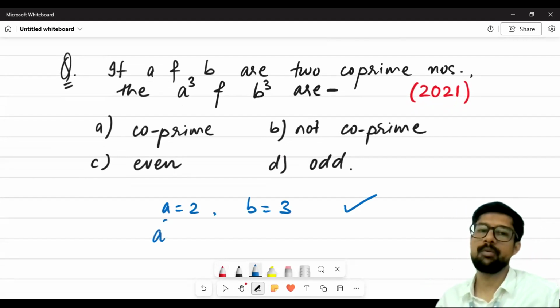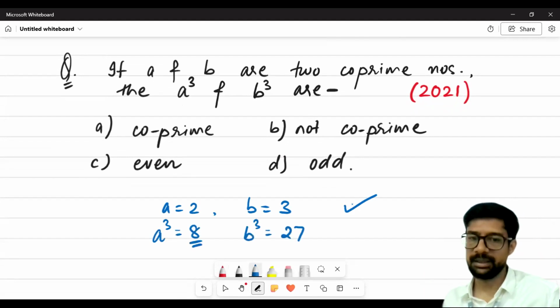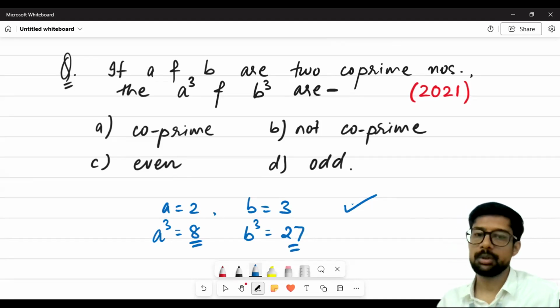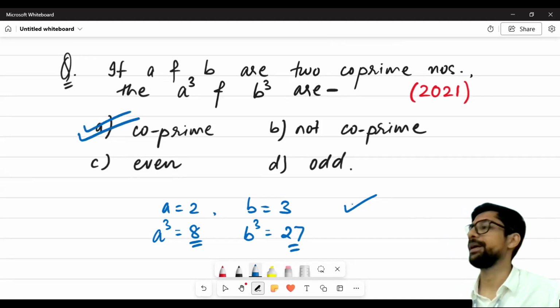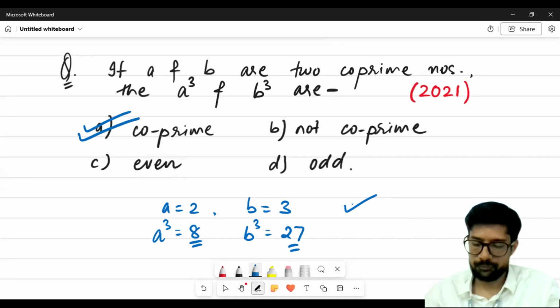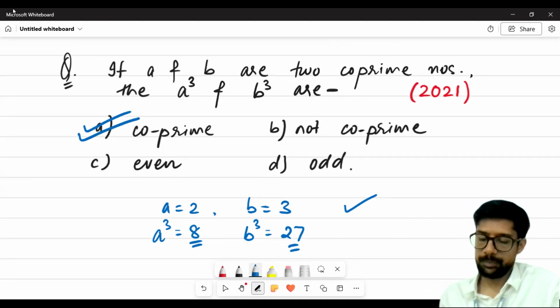Now A cube will be what? 8. B cube will be what? 27. Can they be simplified? Do they have any common factor? No. So they will also be co-prime. Okay. They will also be co-prime. Fine. We just applied the concept.